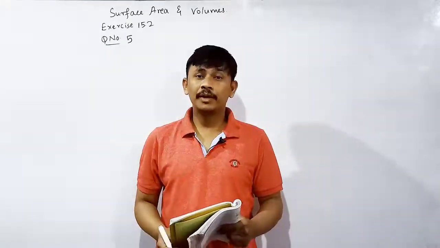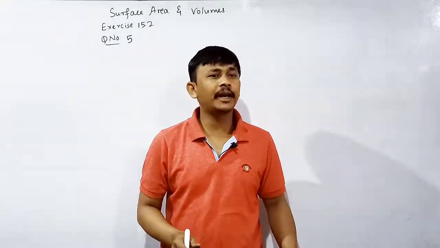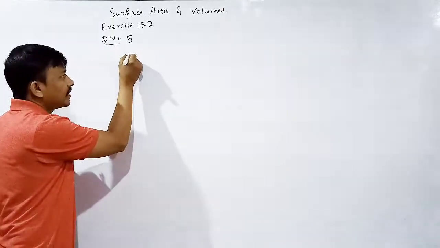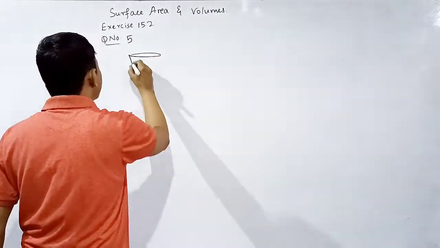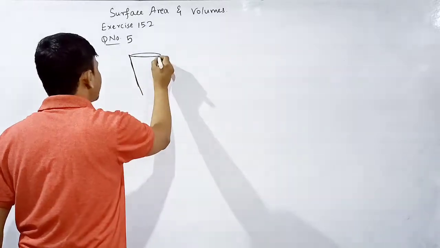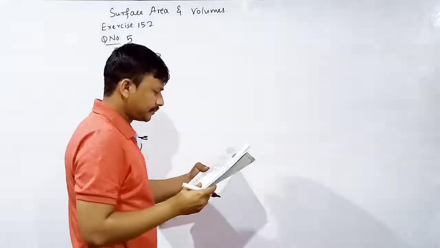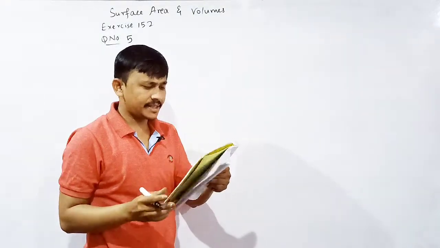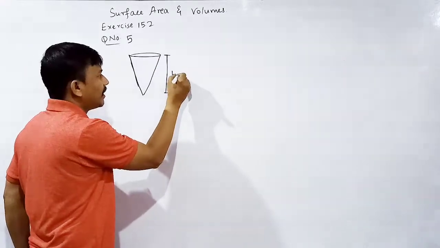Fifth question, very important question. A vessel is in the form of an inverted cone. A vessel is in the form of what? Inverted cone. This is an inverted cone. Then its height is 8 centimeter. Height h is equal to 8 centimeter.